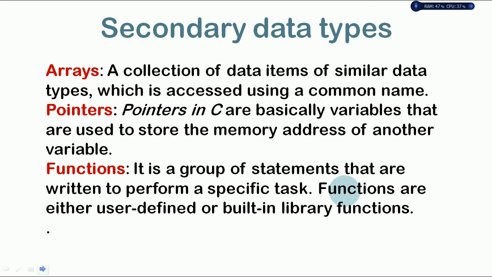I already said secondary data types can be formed by using the primitive data types. Simply see the array. The definition of an array is a collection of data items of similar data types. Suppose I want to store 10 integer values, so I cannot take 10 individual variables. Instead, I can use only one variable name and declare it as an array. Simply I can keep my size as 10.